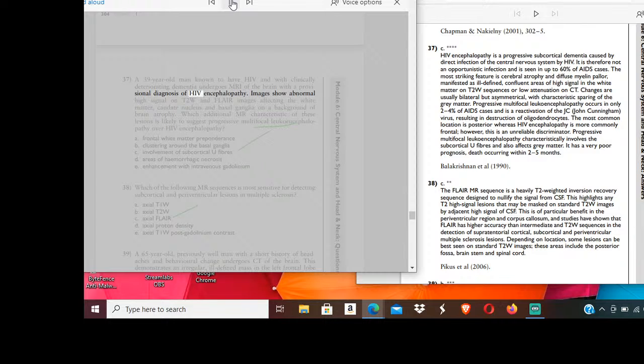37. Diagnosis of HIV encephalopathy. Images show abnormal high signal on T2W and FLAIR images affecting the white matter, caudate nucleus and basal ganglia on a background of brain atrophy. Which additional MR characteristic of these lesions is likely to suggest progressive multifocal leukoencephalopathy over HIV encephalopathy?